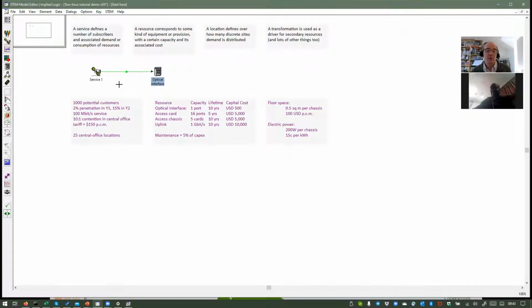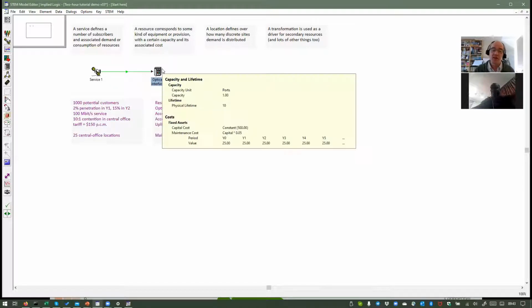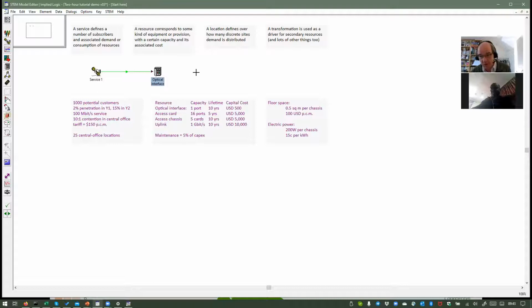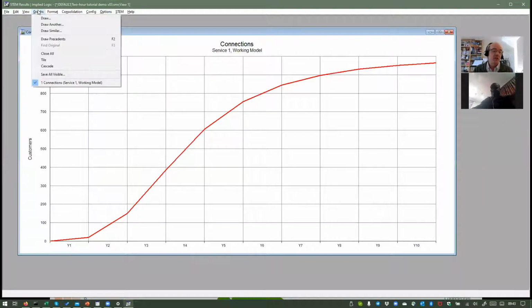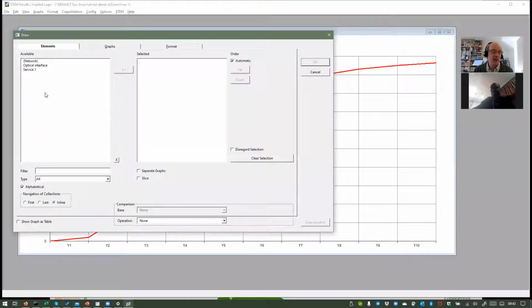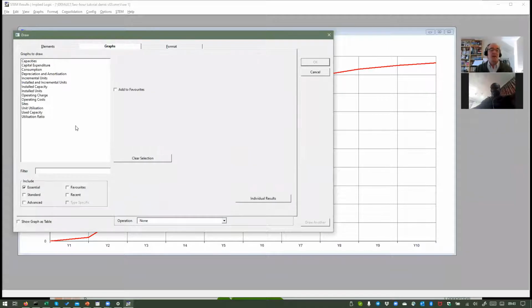Okay. So at the moment, this line says that one customer of this service requires 1 unit of capacity of the optical interface, and the unit of capacity is ports. So one customer requires 1 port. I run the model, and I'm going to draw another graph. This time I want to graph the optical interface. And the graph I want for the optical interface, the easiest one is installed units.